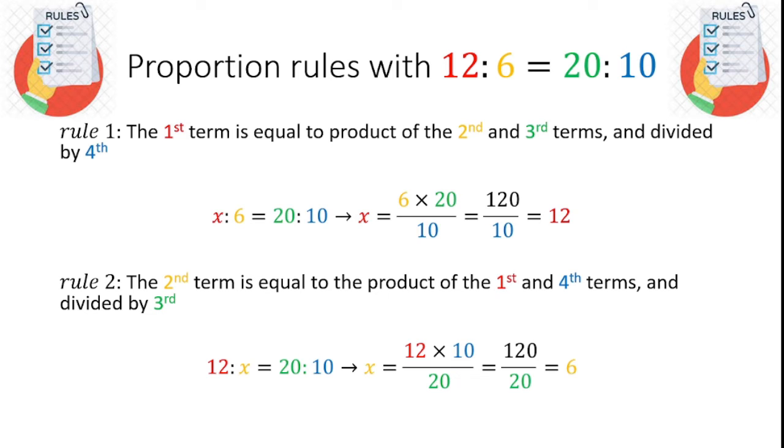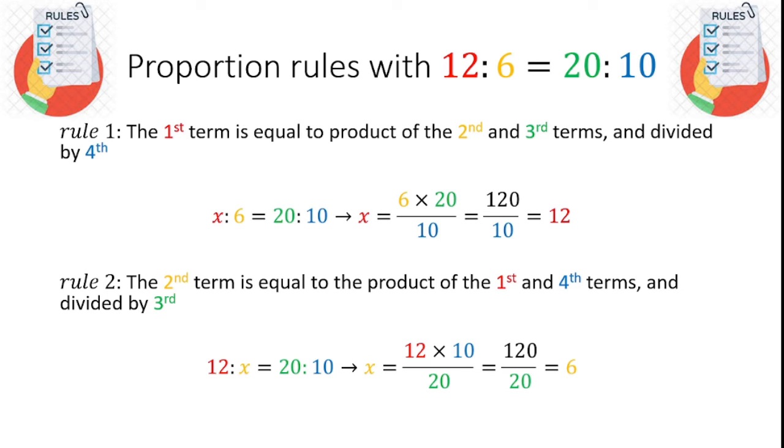Here the first term is 12, the second term is 6, the third term is 20 and the fourth term is 10. Here I represented them for visualization with different colors. The first term I represented with the red color, the second term with the yellow color, the third term with the green color, and the fourth term with the blue color. Here I can give you the rule 1 expression. The first term is equal to the product of the second and the third terms divided by the fourth term, which is rule 1 in proportion.